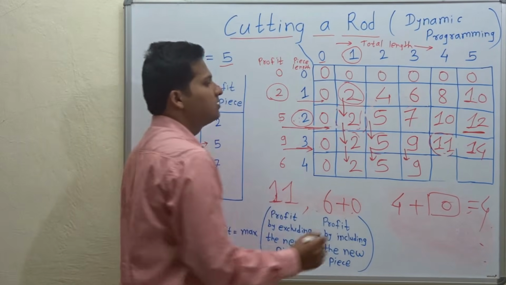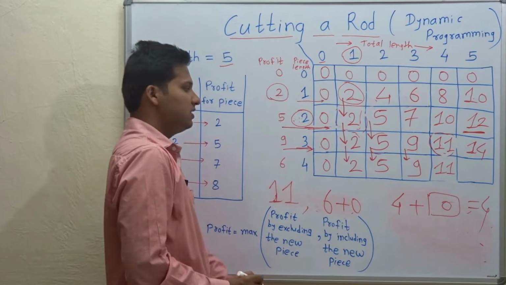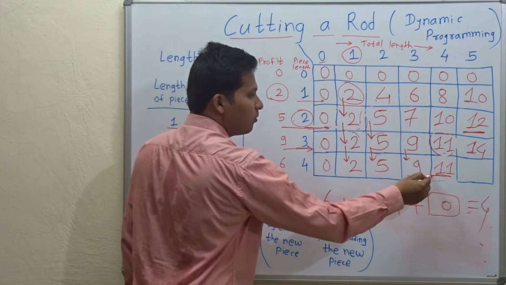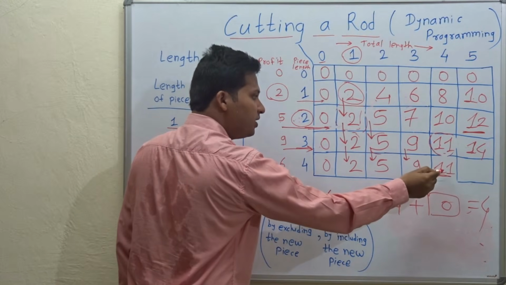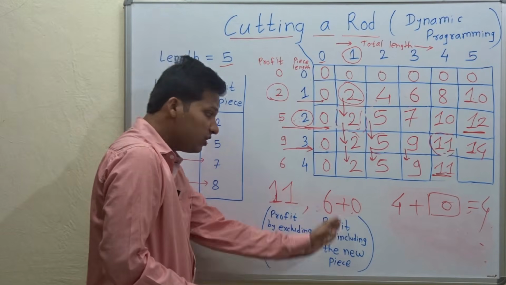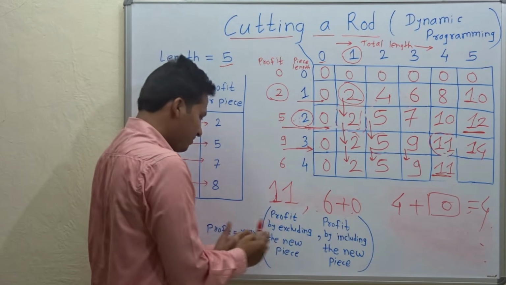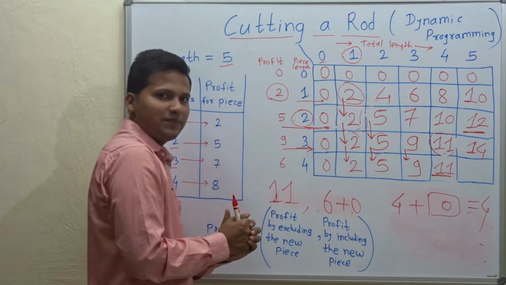So 11 and 6, what is the max? 11 is max. See, here by excluding this new piece, the profit is maximum. If you include the new piece, the profit reduces. So this is where this max helps us.